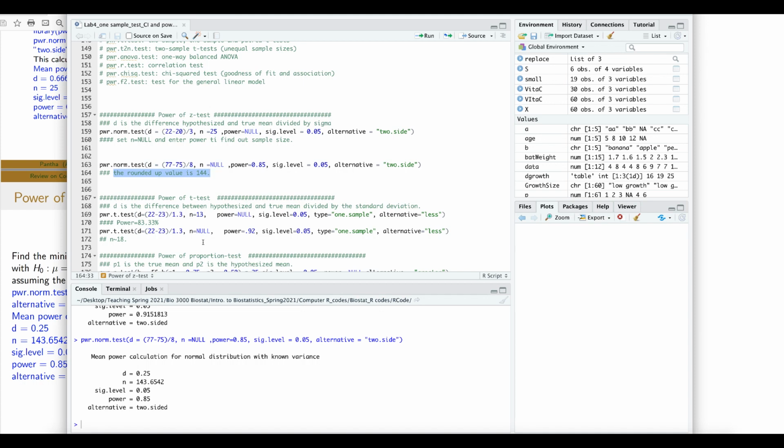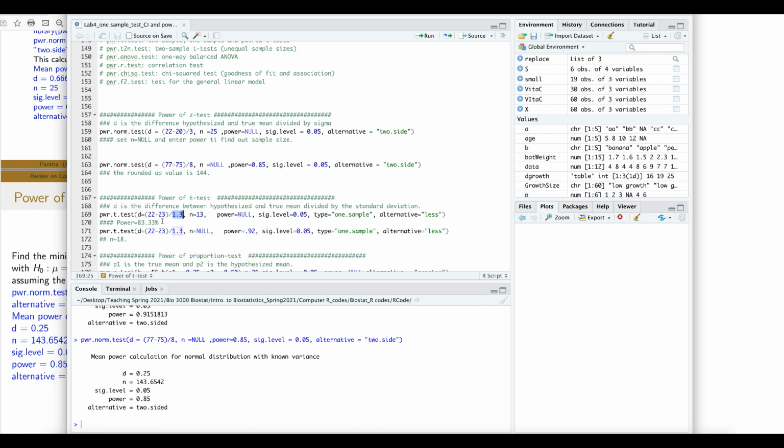Now, this was the case when sigma was given. Okay. If sigma is not given, then you will have to use s, the sample standard deviation. Everything is the same. Instead of pwr dot norm dot test, you will have to use pwr dot t dot test. So everything is the same except that it is s, the sample standard deviation.